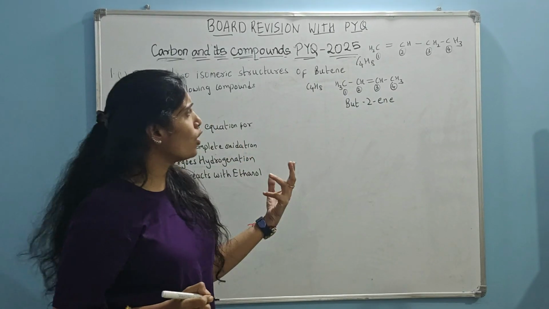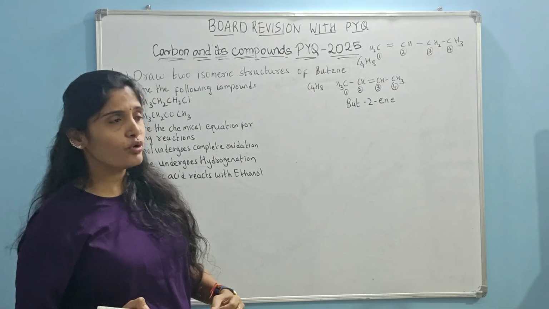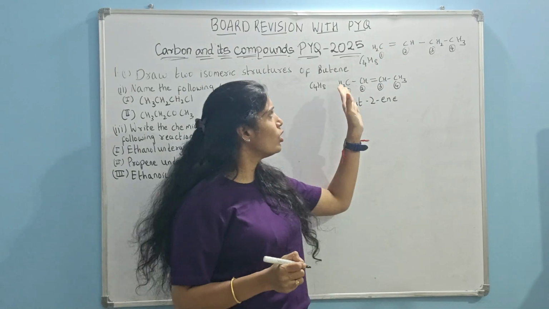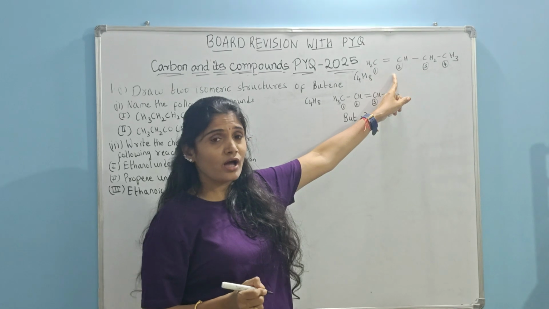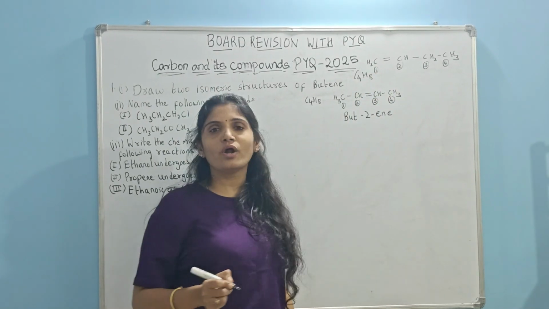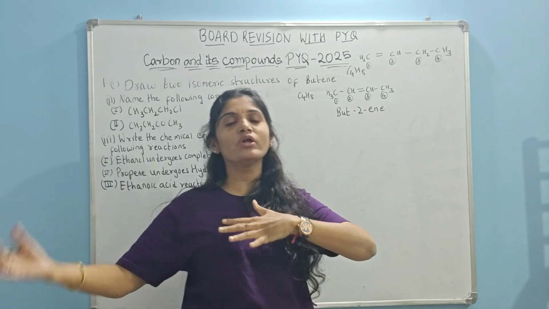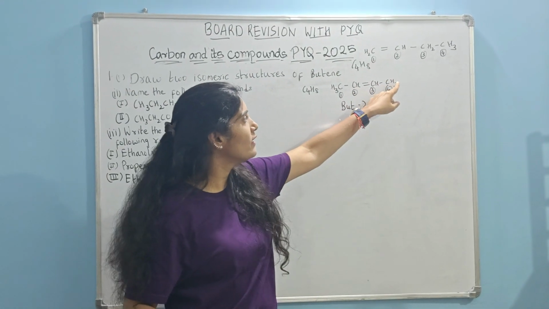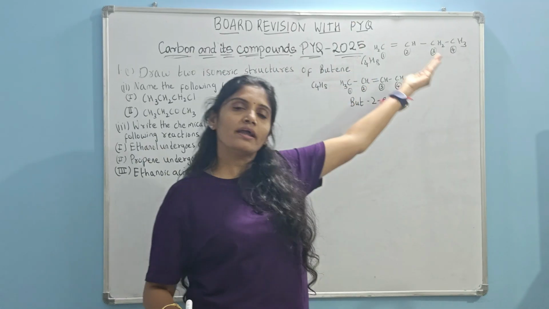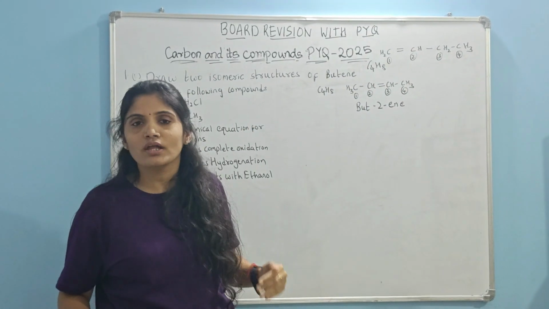Let me try to draw one more structure for this with the same C4H8. Initially the double bond was between carbon 1 and carbon 2. I have shifted it between carbon 2 and carbon 3. Now with respect to shifting of the double bond, I can't get one more structure, because if I shift the double bond here, then I will number from this side. That will again become but-1-ene only. So I can't do that.